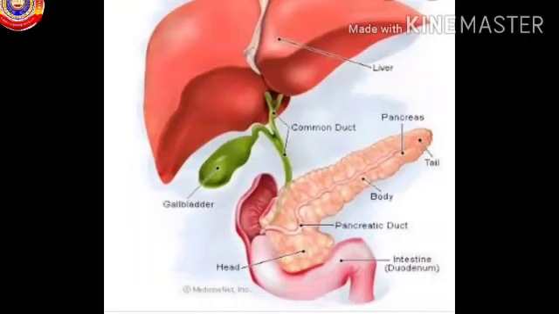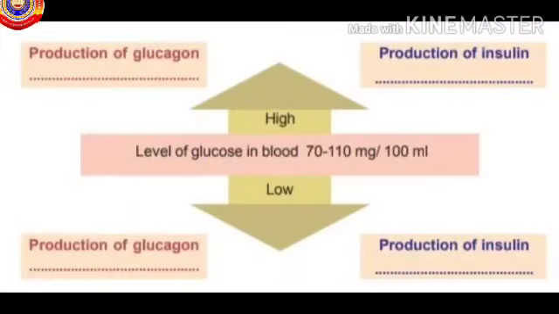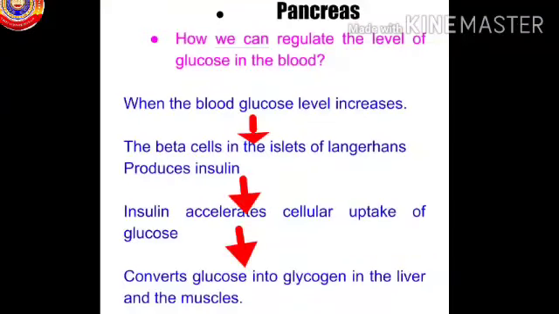Our next topic is how we can regulate the blood glucose level in our body. Let's have a look. When the blood glucose level increases in the body, the beta cells in the islets of Langerhans secrete a hormone called insulin. This insulin accelerates the cellular uptake of glucose molecules, and it also converts glucose into glycogen, which is stored in the liver and muscles, and thus the glucose level becomes normal.